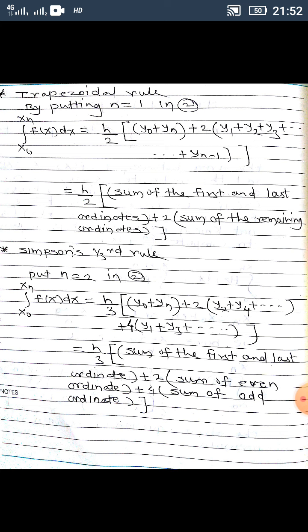Next, Simpson's 1/3 rule. Putting n is equal to 2 in the Newton-Cotes formula, we get the integration from x0 to xn of f of x dx is equal to h by 3 of y0 plus yn plus 2 times y2, y4 and so on, that is the even ordinates, plus 4 times the odd ones, that is y1, y3, y5 and so on. So Simpson's 1/3 formula in words we can write as h by 3 times the sum of the first and last ordinates plus 2 times the sum of the even ordinates plus 4 times the sum of the odd ordinates.